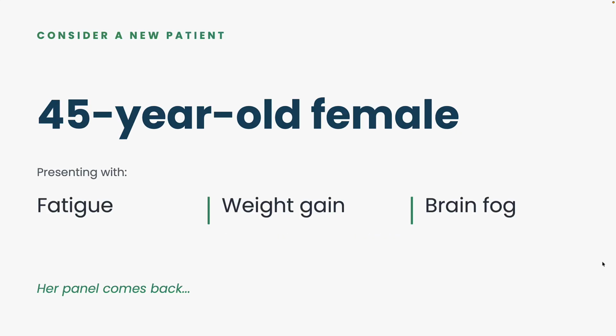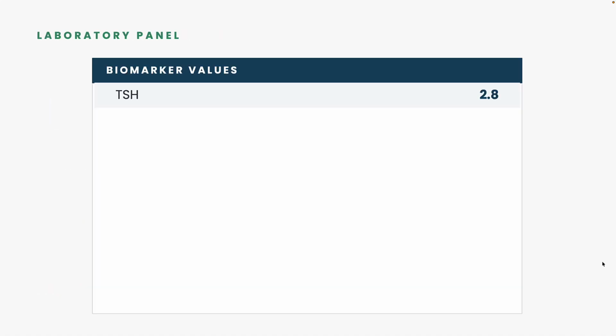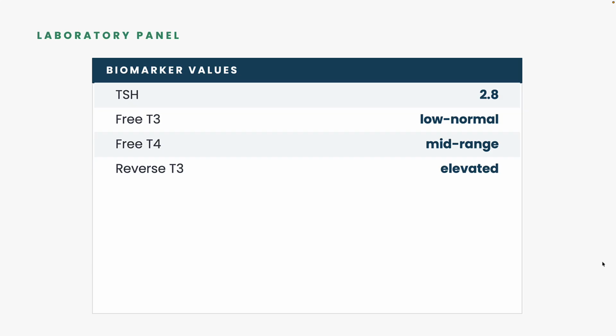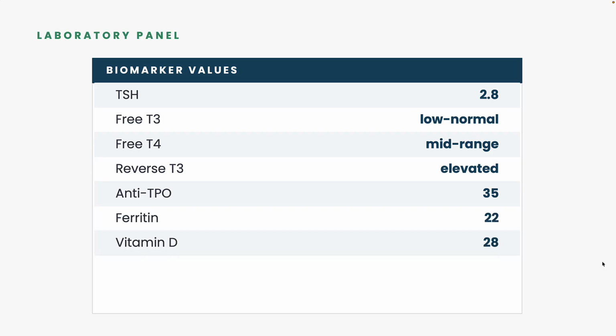So consider a new patient, 45 years old, fatigue, weight gain, brain fog, and her panel comes back. TSH is at 2.8. Free T3 is low normal. Free T4 is mid-range. Reverse T3 is elevated. Her anti-TPO is at 35. Ferritin at 22. Her vitamin D at 2.8. And her fasting insulin is at 11. And her hs-CRP is at 2.4.